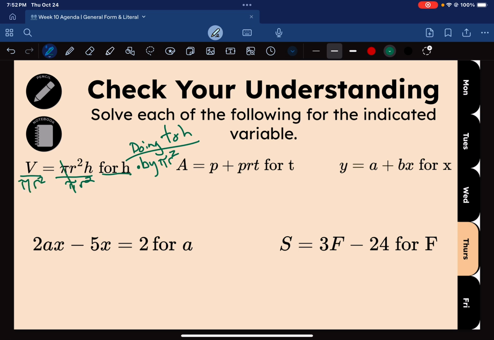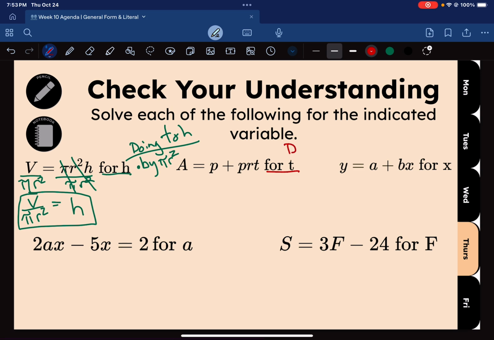Pi divided by pi is 1. R squared divided by r squared is 1, leaving us with h on this side, and this side would be v over pi r squared. And that would be our solution to that problem solved for h. If we go to the next problem, I'll change colors here. We'll try red. Here we're solving for t.